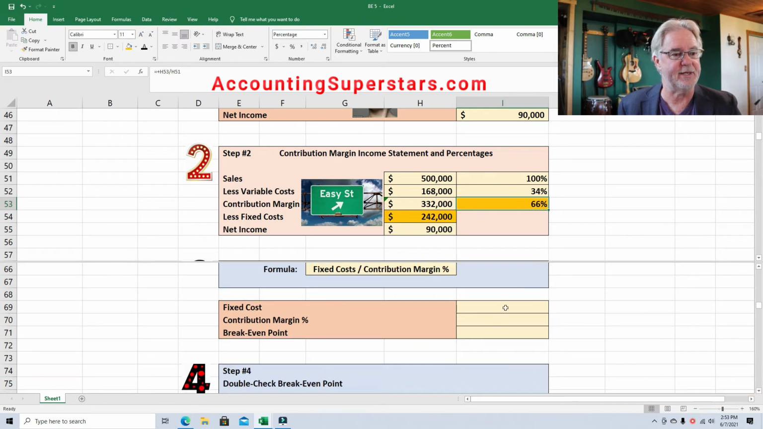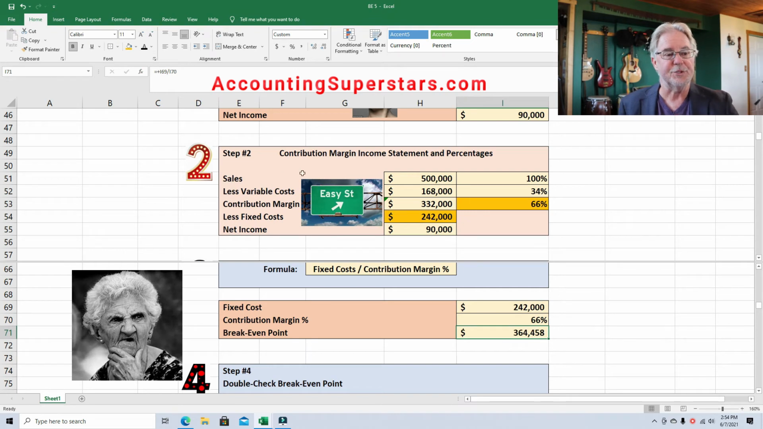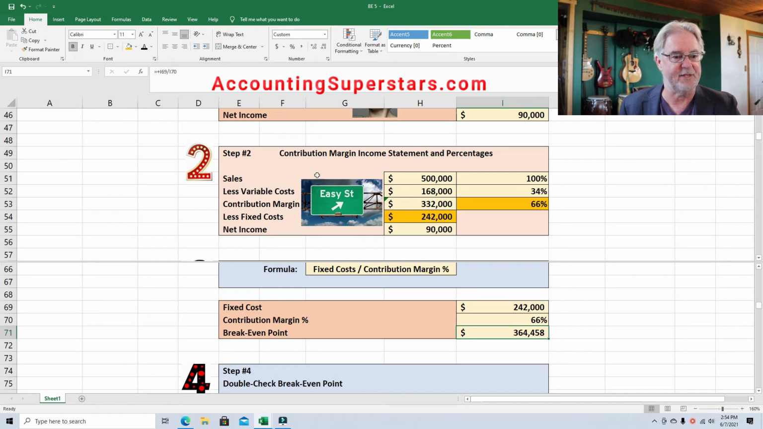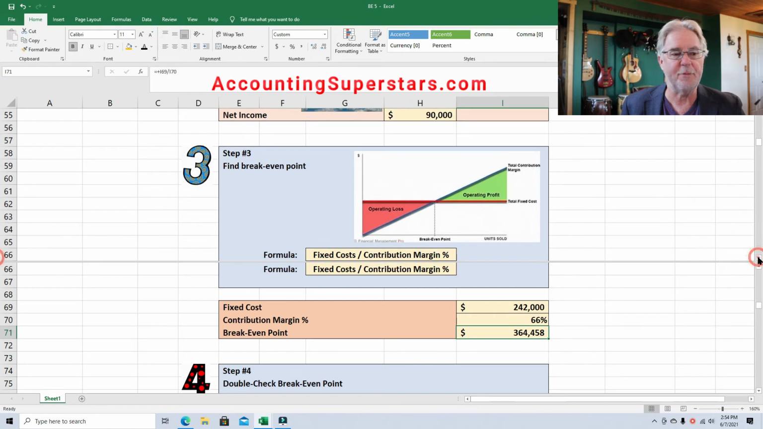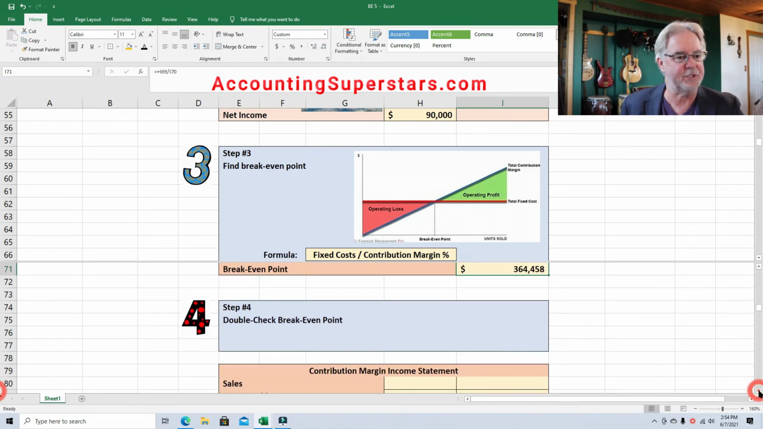Here we go. Just write down your fixed costs. Write down the contribution margin, and all you do is divide. That's all you do. So the break-even point is 364,458. That is the point where the company will just break even. And to go back to this picture, right where these lines cross, for this company, it's 364,458. We're not making a profit or a loss. So let's double check our work. Let's see if we're doing a good job.